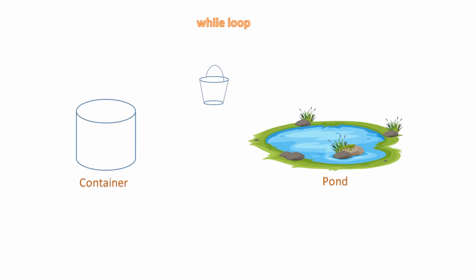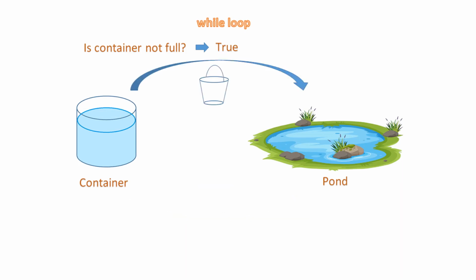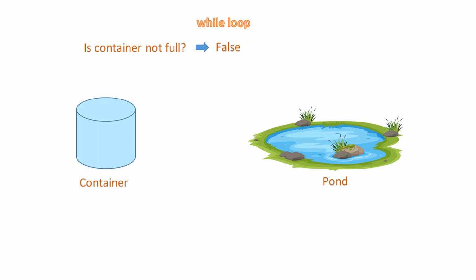At first, check if the container is not full. If true, then fetch one bucket of water from the pond and pour it in the container, and each time I pour, I will check if the container is not full. If true, then repeat the task of pouring water until the container is full of water. At last the container is full. Now terminate the loop. You can relate this example with while loop in Python programming.